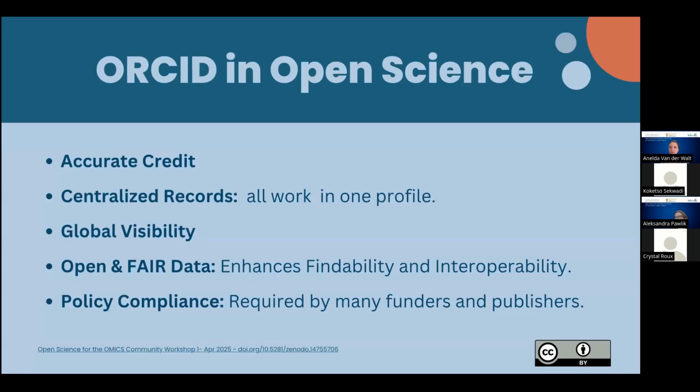Some benefits of having an ORCID ID is that it allows people to get accurate credit. So say, for example, there are two researchers that have exactly the same name. An ORCID ID can disambiguate who actually is the person who contributed to a paper, to a data set, to software, or to any other research output.